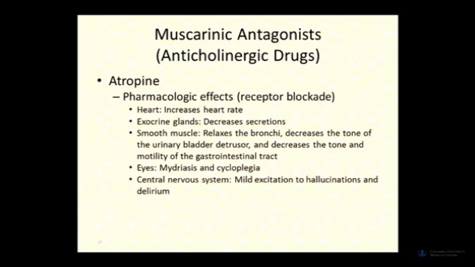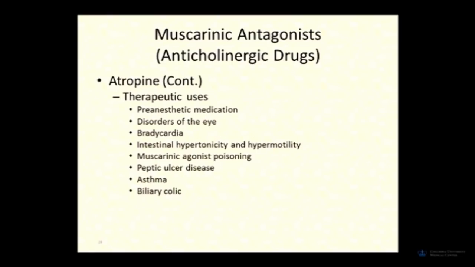It causes the opposite of miosis or pupillary constriction, which is mydriasis, okay, which is that dilation of the eyes. It has some effects on the central nervous system, again through the M1 receptor. Mild excitation can include things all the way to hallucinations and delirium, depending on the concentration exposed. So therapeutic uses of atropine, primarily actually as a pupil dilator, right? So oftentimes atropine, you'll see it medically as a drop in order to dilate the eyes so that in the course of ophthalmic examinations, oftentimes you need to dilate the eye.